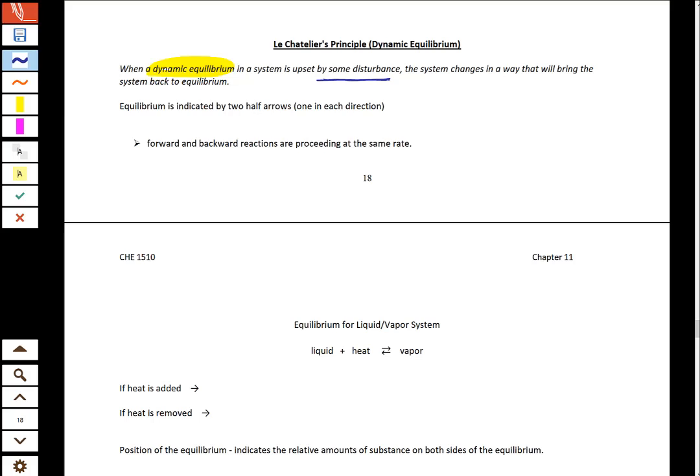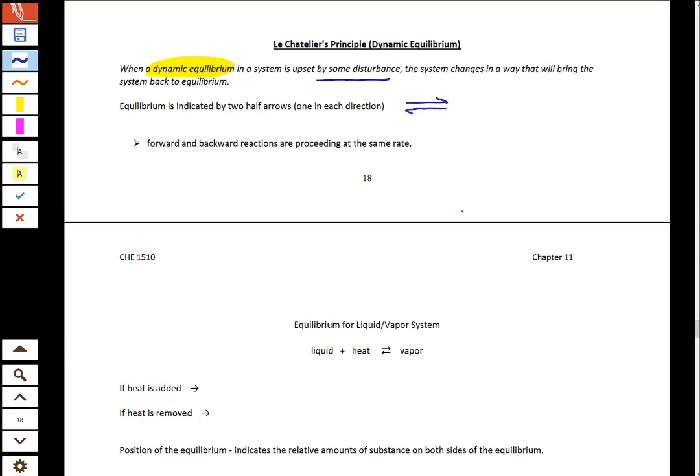And so when we start talking about equilibrium, we will see it written with a pair of arrows that have half of an arrowhead, one pointing to the left and one pointing to the right. This is trying to indicate that the forward and backward reactions are happening at the same rate.